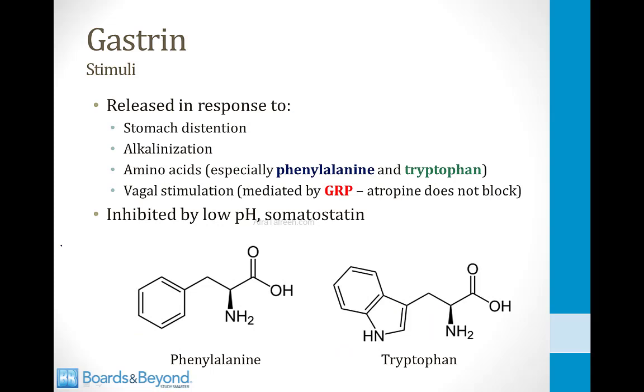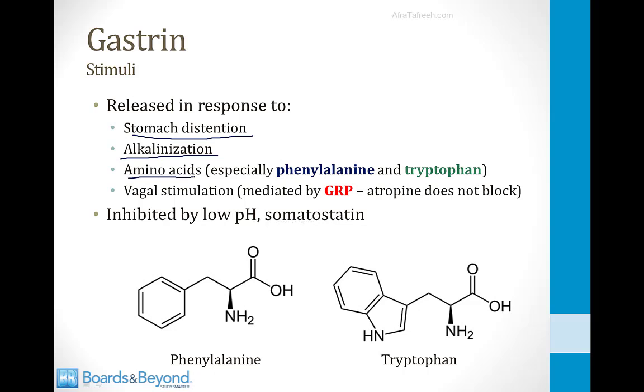So what are the stimuli for gastrin secretion? Well, like I told you before, you can think of this hormone as the hormone that gets digestion going. So when the stomach is distended after you've consumed food, that will stimulate gastrin release. When the pH in the stomach begins to rise, that's called alkalinization of the stomach, and that will stimulate gastrin release. When you consume foods, they begin to neutralize the acid and they raise the pH in the stomach, and that's a stimulus for gastrin release so that more acid will be secreted to keep the pH low.